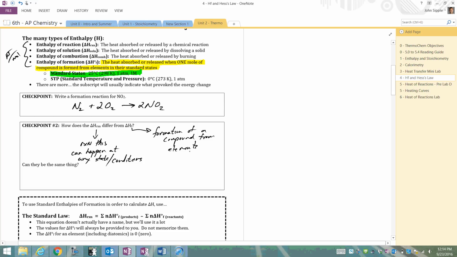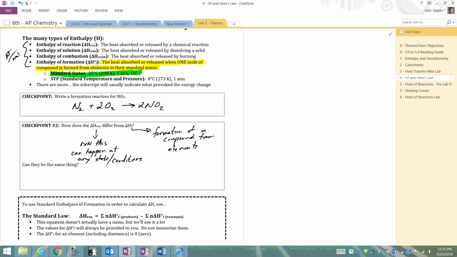Okay, so you're looking at formation of a compound from elements, where here this is any type of reaction that's going to happen. Can't read my chicken scratch, what the heck? Didn't write real well. Okay, but ultimately the deal is they can potentially be the same thing, okay? This is any reaction, right? Happening in any state, any condition. Formation, we're talking about forming something from its elements, okay?